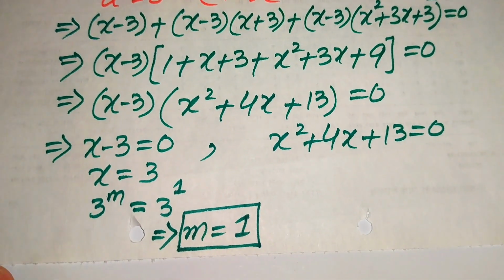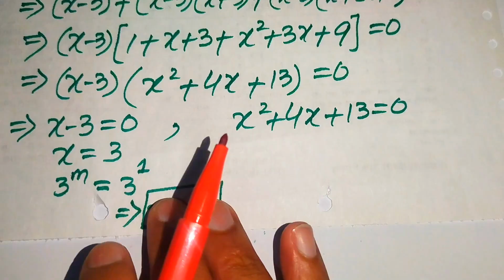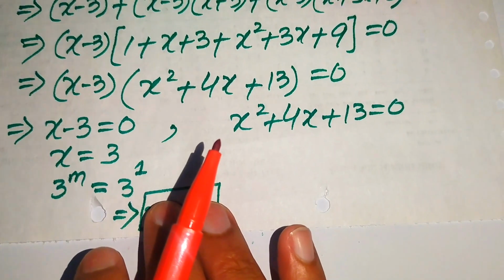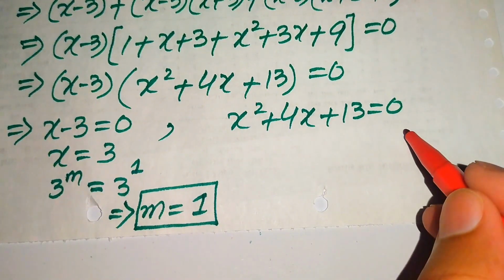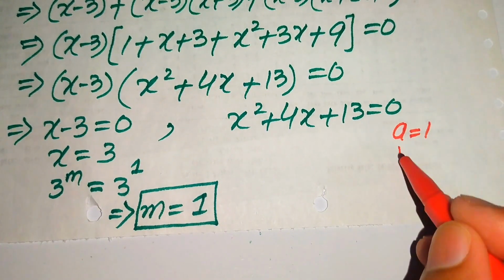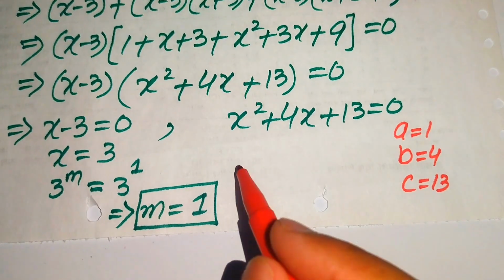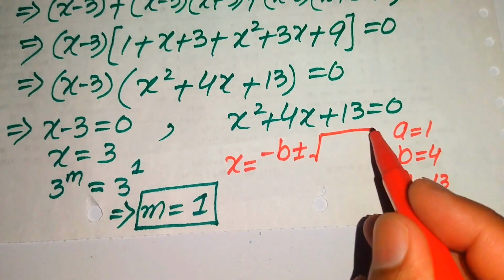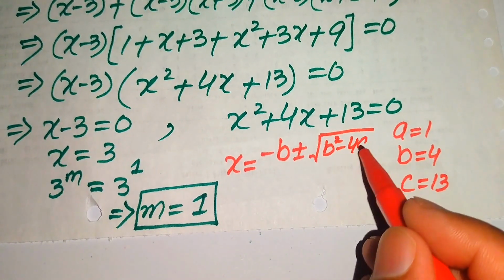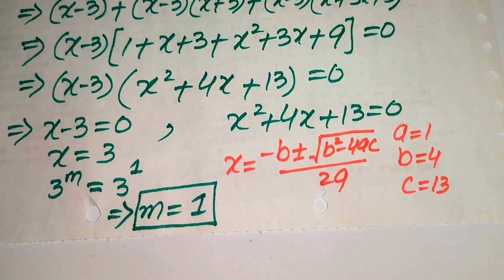So this is the first real root of the given equation, and now in order to find the other roots we need to solve this quadratic equation. Here we can apply the quadratic formula, and now we can write the coefficients of this equation: a is equal to 1, b is equal to 4, and c is equal to 13. And we state the quadratic formula as x equals minus b plus minus square root of b square minus 4ac divided by 2a.